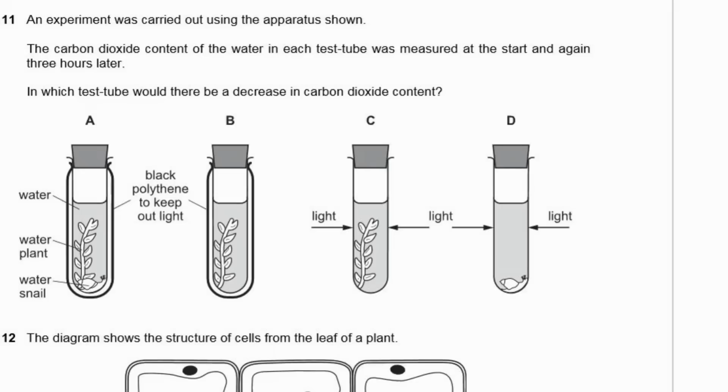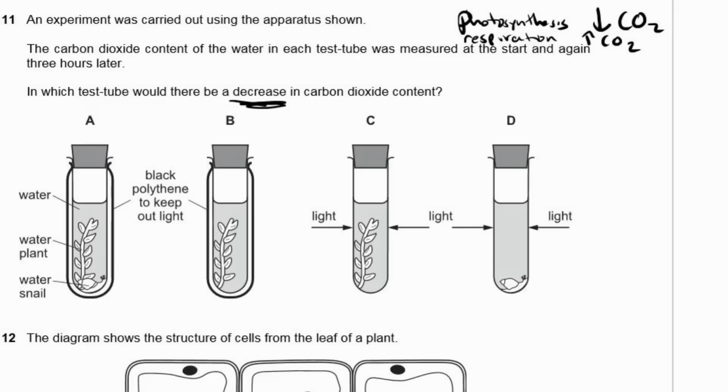Question 11. An experiment was carried out using the apparatus shown. The carbon dioxide content of the water in each test tube was measured at the start and again 3 hours later. In which test tube would there be a decrease in carbon dioxide content? Okay, so remember, photosynthesis decreases carbon dioxide. Aerobic respiration increases carbon dioxide. So which one would have the most photosynthesis is what they're asking.